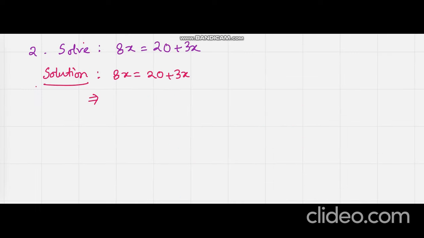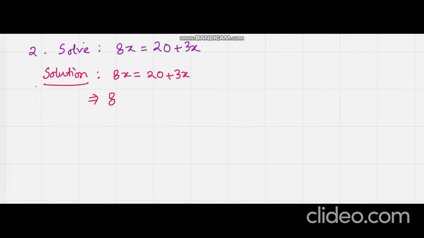So now let us solve this equation, that is 8x equal to 20 plus 3x. Okay, so how are we going to solve here? Since we can see that x is in both the left hand side and right hand side of the equation, what I told you is that our main target should be to keep all the variables in the left hand side, and all the constants in the right hand side. So we have to take this 3x into the left hand side.